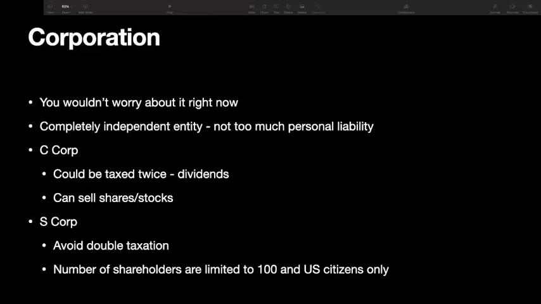So S Corp is a special, S stands for special. This is actually better for the smaller corporates, and you can avoid the double taxation on the dividend part. And the number of shareholders is limited to 100 people, and they have to be US citizens. So again, this slide may not be the best slide for our situation, but because I decided to mention all those business entity types, I just added it.